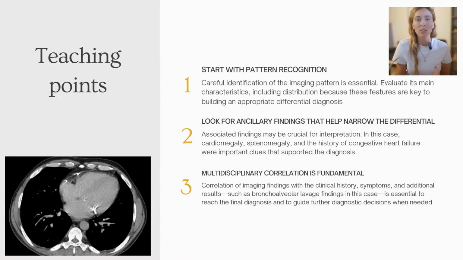Our teaching points in this case were: always start with pattern recognition. Careful identification of the imaging pattern is essential. Evaluate its main characteristics, including distribution, because these features are key to building an appropriate differential diagnosis. Second teaching point, look for ancillary findings that help narrow the differential. Associated findings may be crucial for interpretation. In this case, cardiomegaly, splenomegaly, and the history of congestive heart failure were important clues that supported the diagnosis.